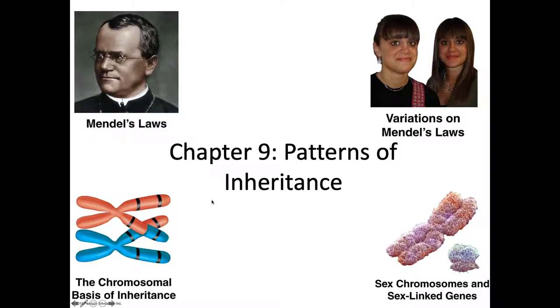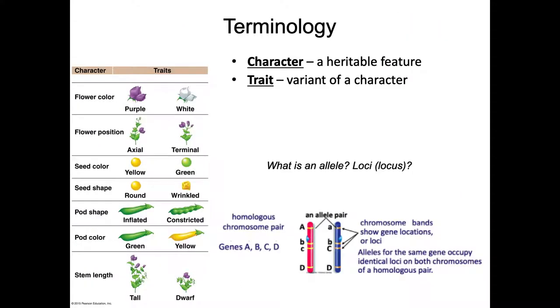Hi everyone, today we are going to go over chapter 9, which is basically about genetics and how our traits are expressed, the ones that we get from our mom and from our dad. There's some terminology that we need to go over before we even talk about Punnett squares and genetics. One is character, which is a feature that is inherited.